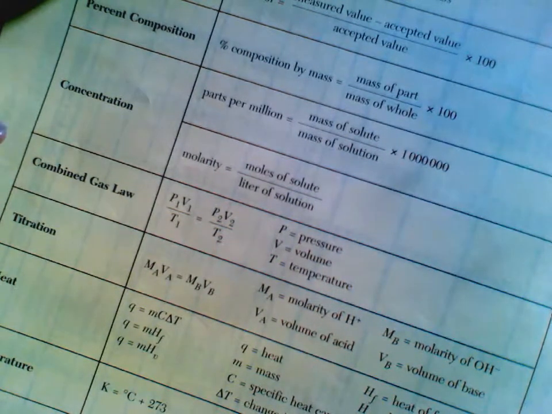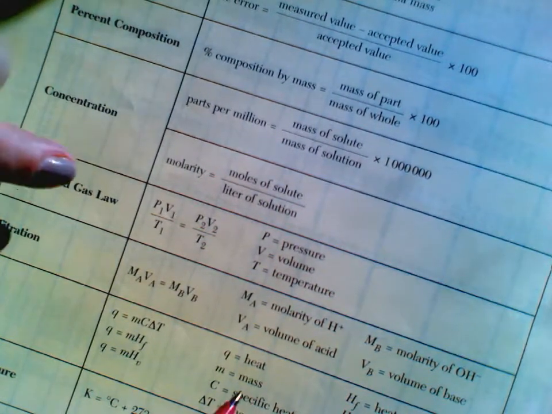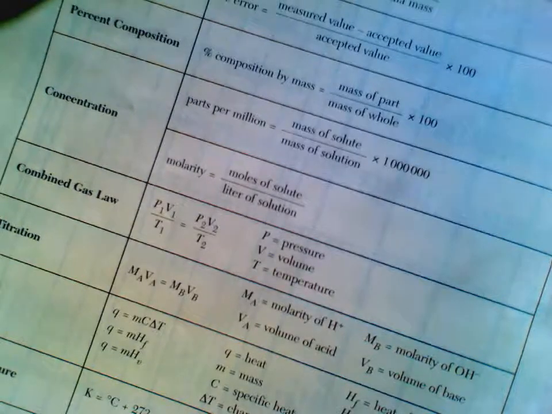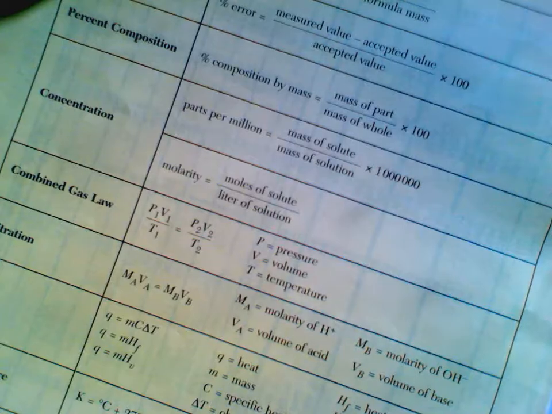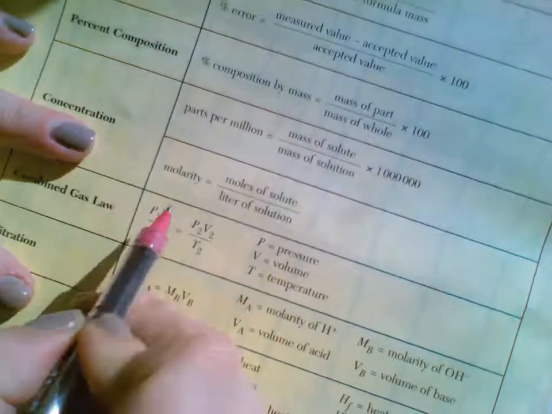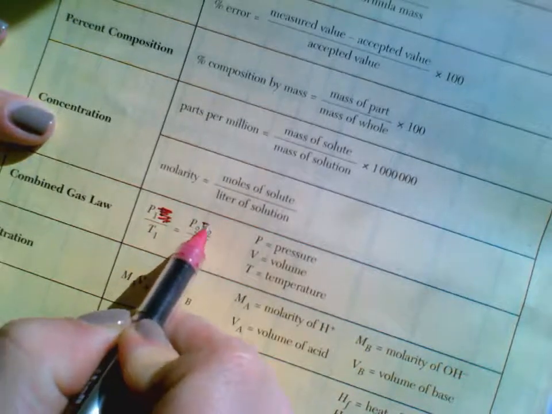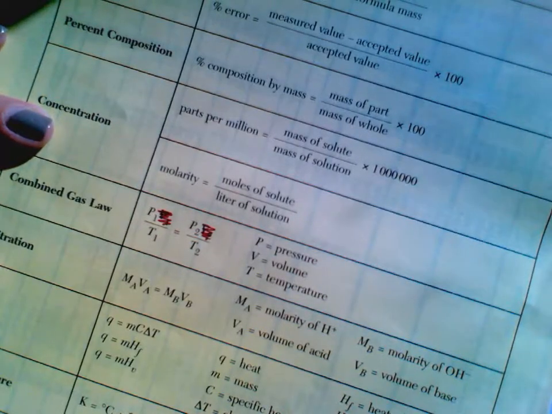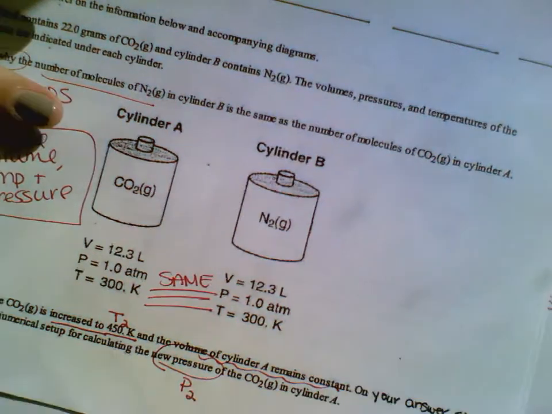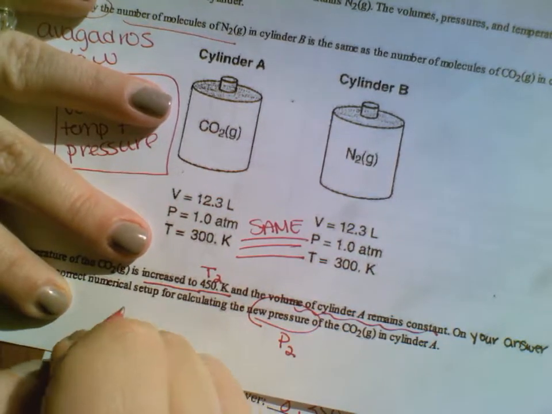So go here. Boom, can you see that? I take out my volume. Can you see that? No, probably not. Here, I'll do it over here. But here, look. Volume's gone. That means I've got P1 over T1 equals P2 over T2. That's the equation. Let me write it here.